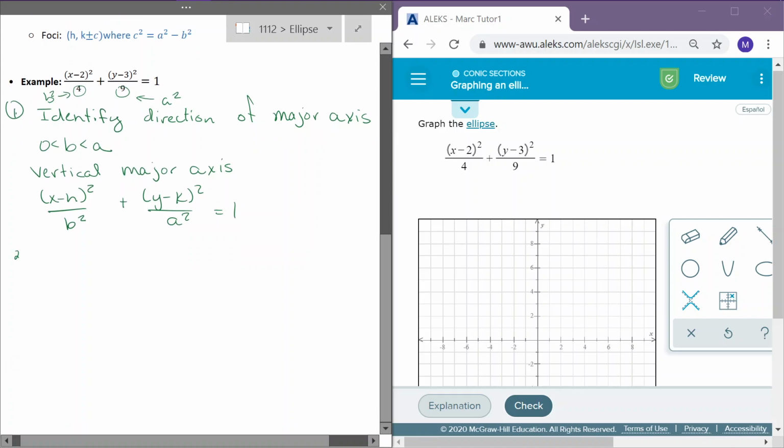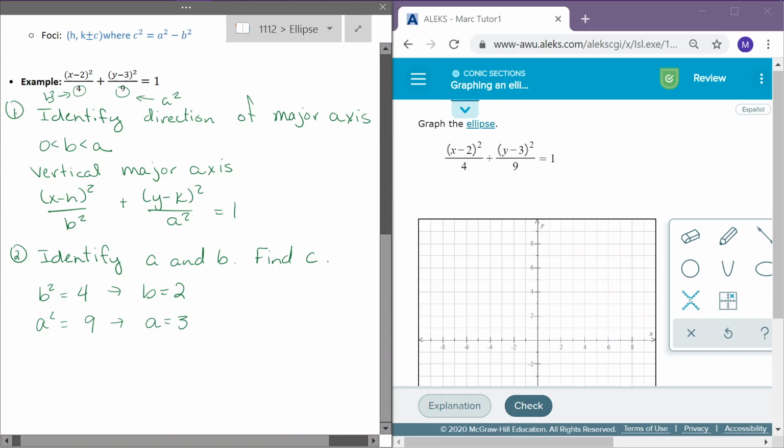Next, we want to identify a and b, and we want to find c. So, to identify a and b, we know that b² equals 4. That tells us that b equals 2, because b is always positive. And we know that a² equals 9. So that tells us that a is equal to 3.